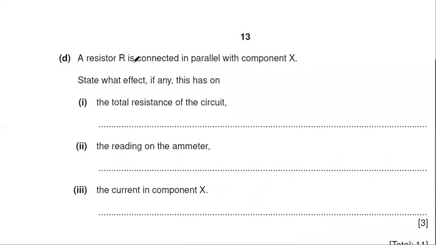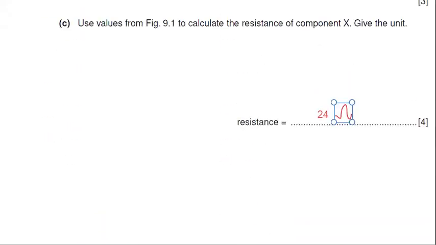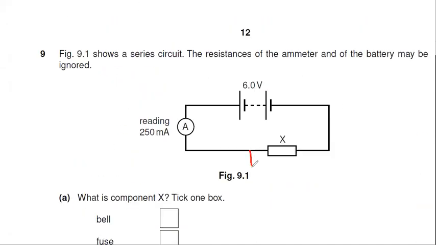A resistor R is connected in parallel with component X. So here we should make a drawing of the component, the resistor R. Here he said that there is another resistance which is called resistance R. We don't know its resistance, and it's now connected in parallel to the resistance X. He's asking what will happen to the total resistance of the circuit.